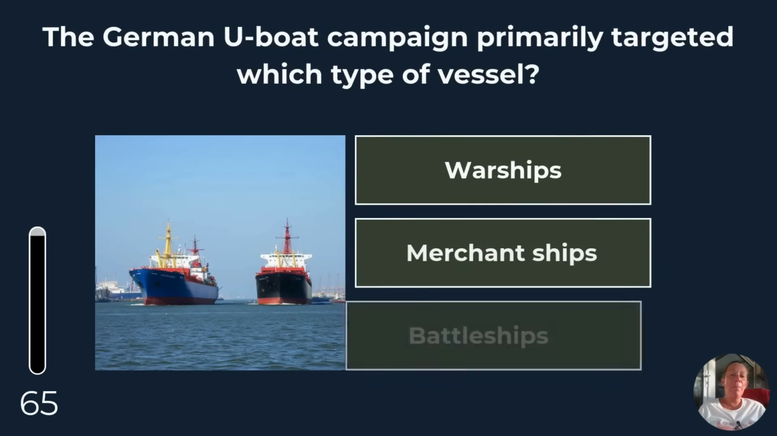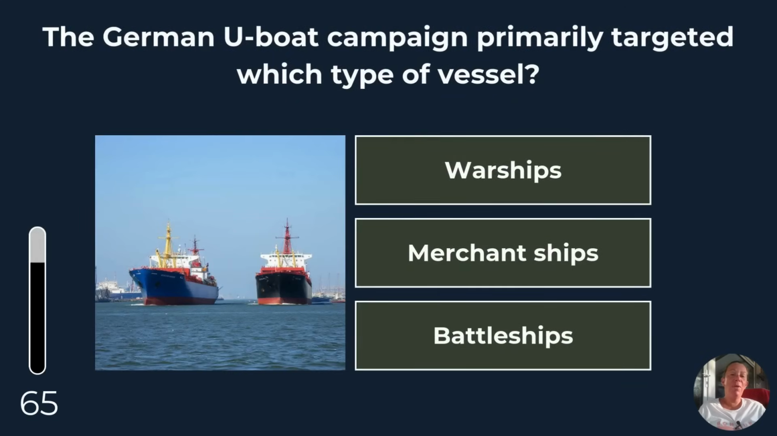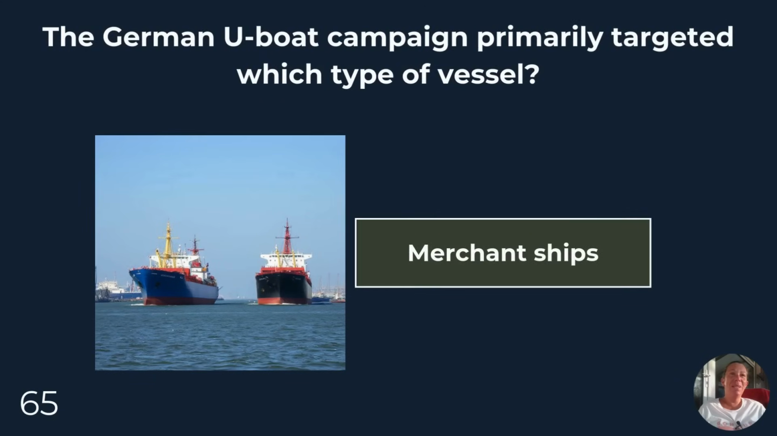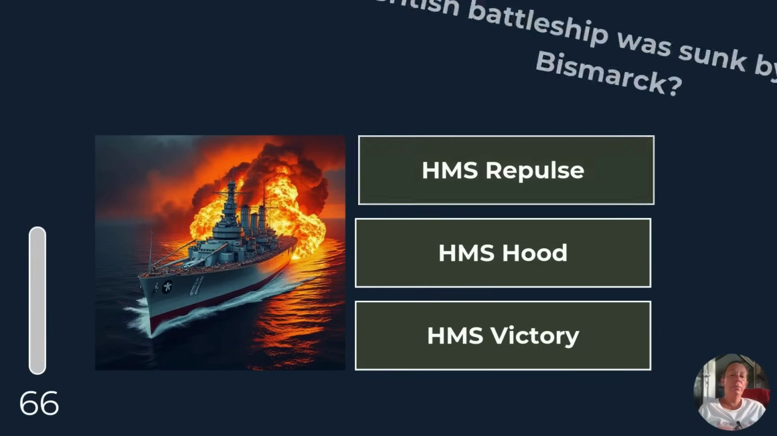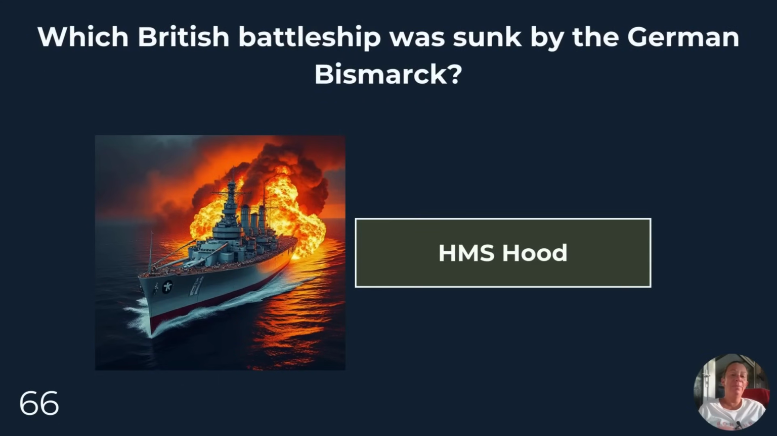The German U-boat campaign primarily targeted which type of vessel? Warships, merchant ships, or battleships? Merchant ships. Which British battleship was sunk by the German Bismarck? HMS Repulse, HMS Hood, or HMS Victory? HMS Hood.